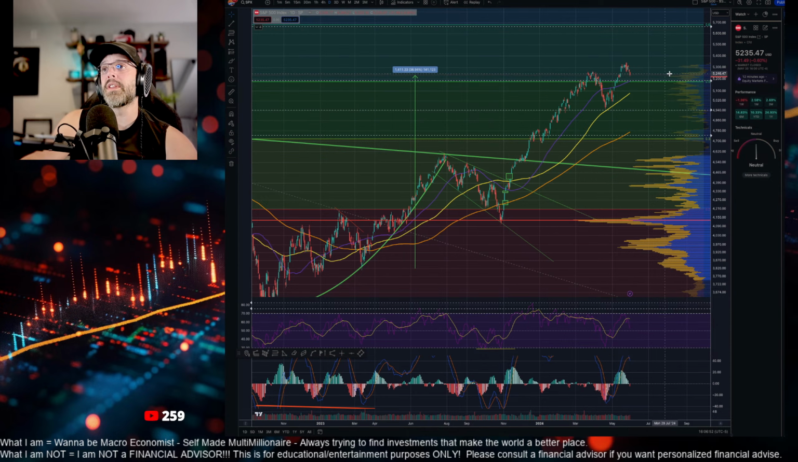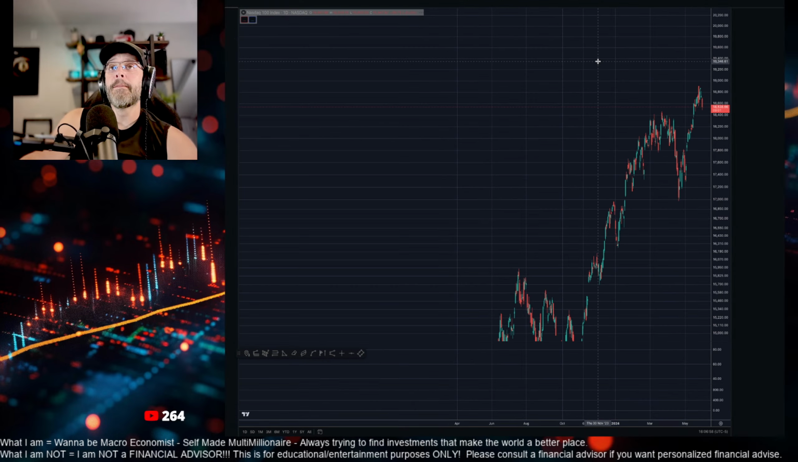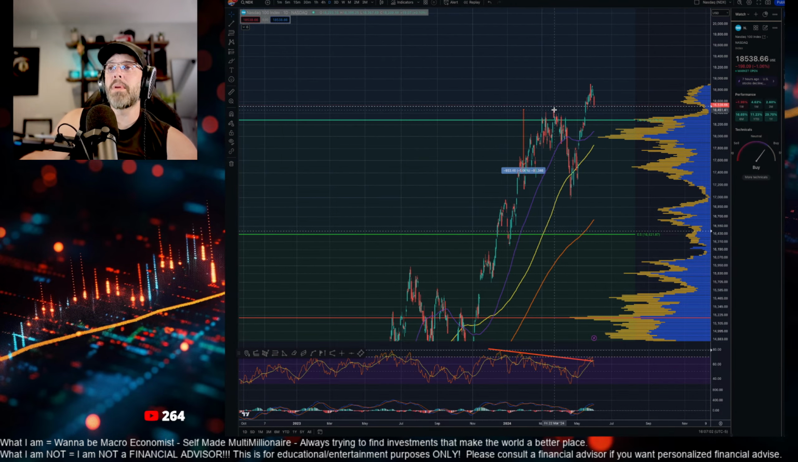Doesn't look like it's too bad of a thing. Lots of volume underneath it here. We'll see if we find support before launching higher. I still think we're going higher across everything. The NASDAQ is down 1% on the day. Again, it looks like maybe it's trending down here.